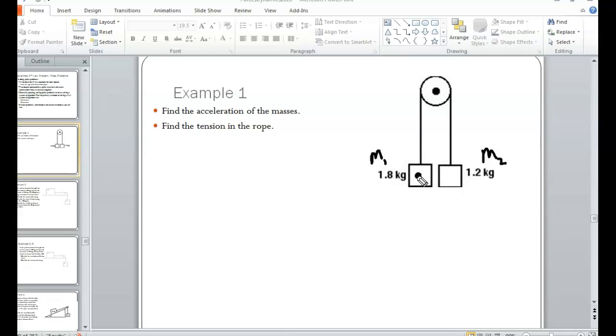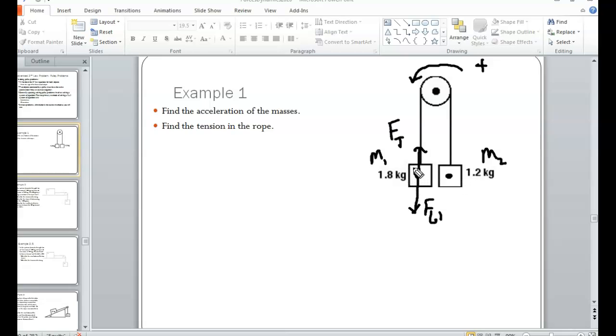So the FBD for the box on the left would look like this. We have FG1 going down, and we have FT going up. Now, how do I know FG1 is bigger than FT? Well, it's kind of common sense that since this one is heavier, it's going to accelerate counterclockwise. So I established a coordinate system whereby counterclockwise is the positive direction.